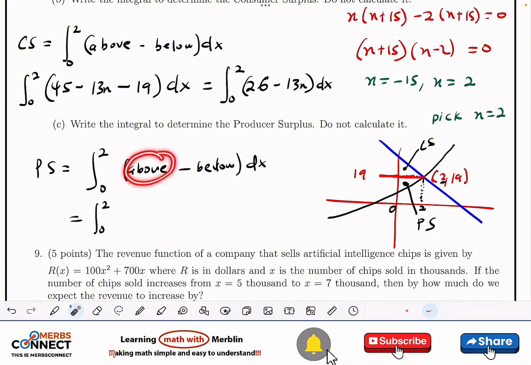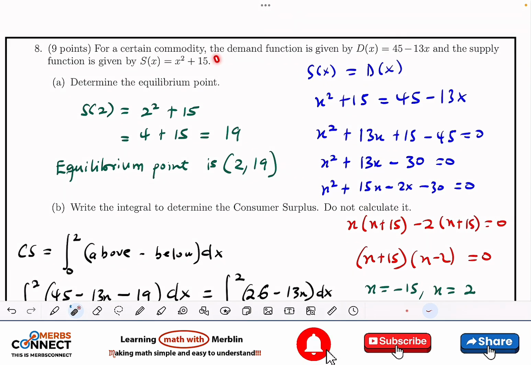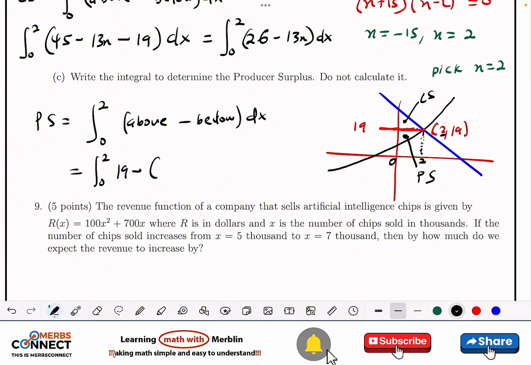What is the above? Look at the producer surplus. So above is this, so that one comes with the 19 first, minus below. Below is the supplier curve, right? So what is the supplier curve? x squared plus 15. So that's what we're going to get, and if we want to simplify, we can do that.